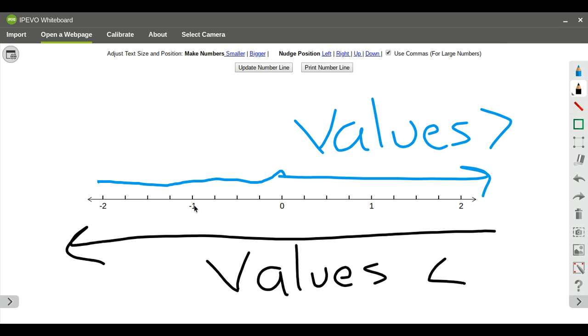And remember that if I have a negative, like negative 1 1/2, it's going to be past the negative 1 and in between the negative 1 and the negative 2.